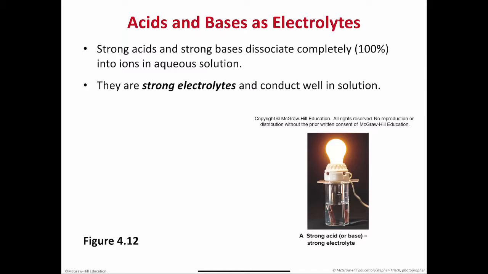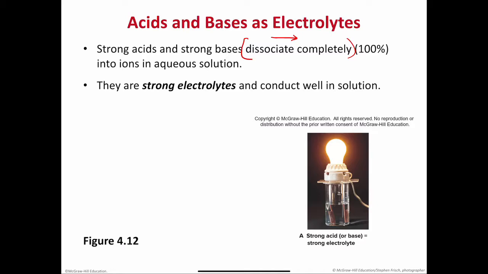So it says here that strong acids and strong bases will dissociate completely. What's important about this is that when we have complete dissociation, the arrow we use for that reaction will be a unidirectional arrow. That means it's completely dissociating, or completely going to the products, which are ions found in the aqueous solution. So again, strong acids and strong bases are strong electrolytes because they conduct well in solution.